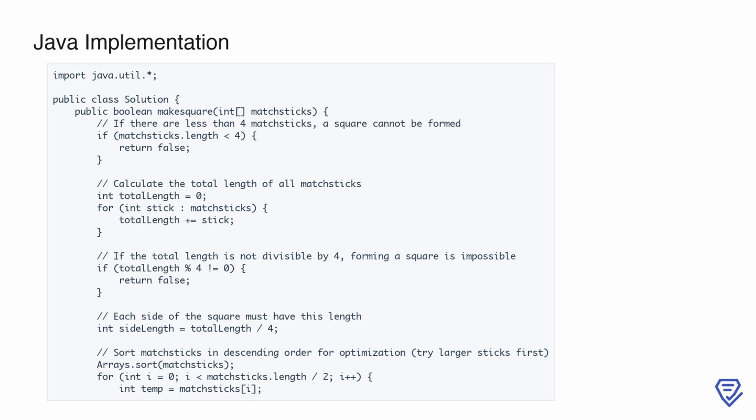false. If it is divisible by 4, we calculate the target length for each side, which is simply the total length divided by 4. To improve efficiency during recursion, we sort the matchsticks in descending order. This allows us to try placing the largest sticks first, which can help prune unnecessary recursive calls. The sorting logic swaps elements to reverse the array, ensuring we process the matchsticks in decreasing order.